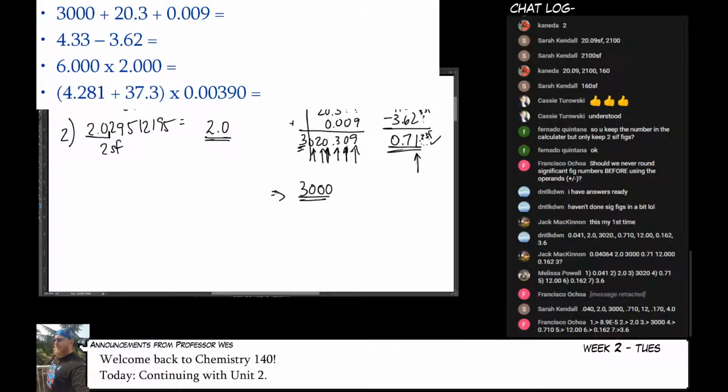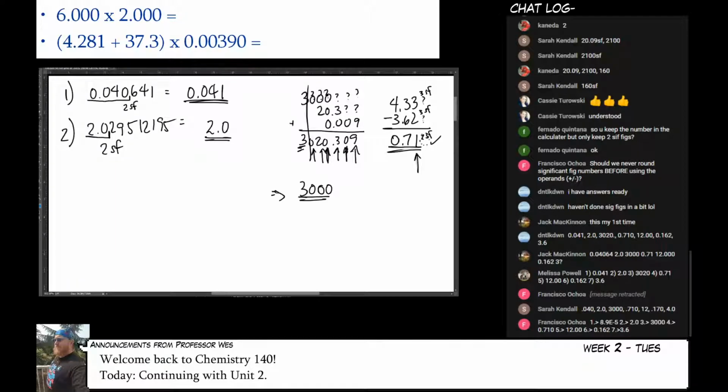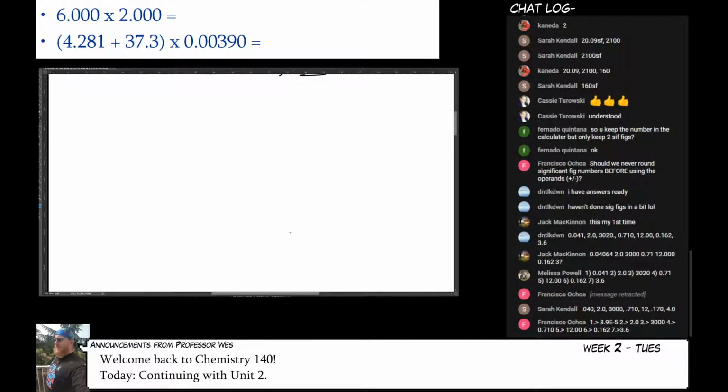Number 5 and number 6. These are just checks to make sure that you know the rules. So for this first one, I have 6.000. I'm actually going to write this one out. Times 2.000. When I multiply that in the calculator, it just says 12. That's it. That's all the calculator says. How many sig figs should I have?